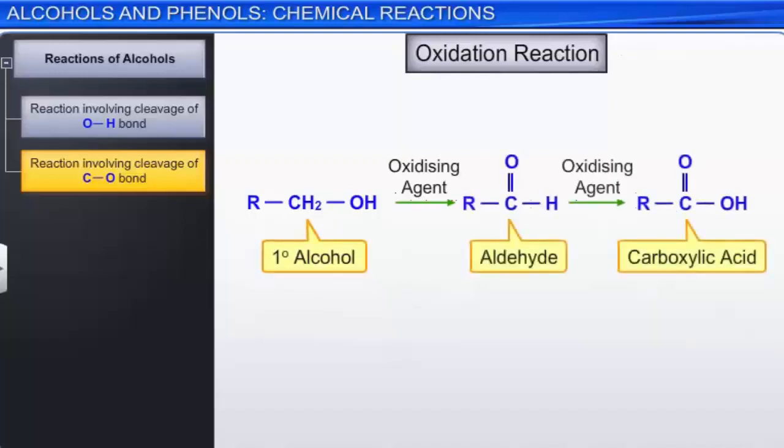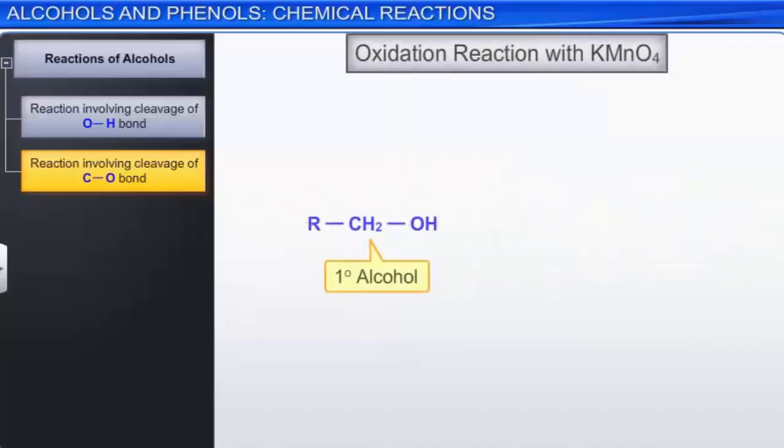Let's consider the different reaction conditions and their outcomes. When a primary alcohol is treated with acidified potassium permanganate, a very strong oxidizing agent, the alcohol will be converted directly into a carboxylic acid.